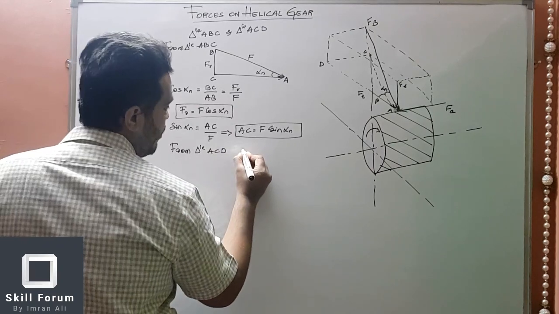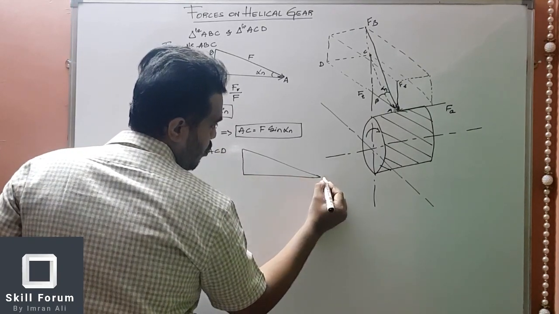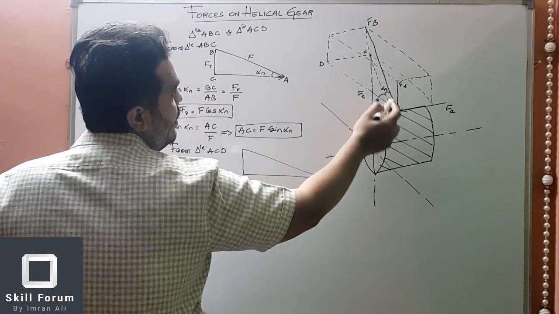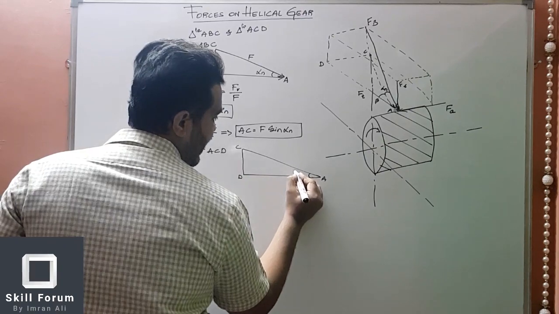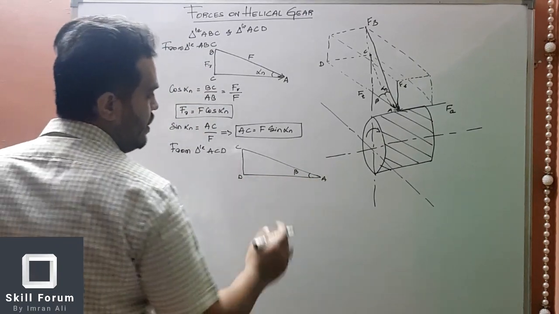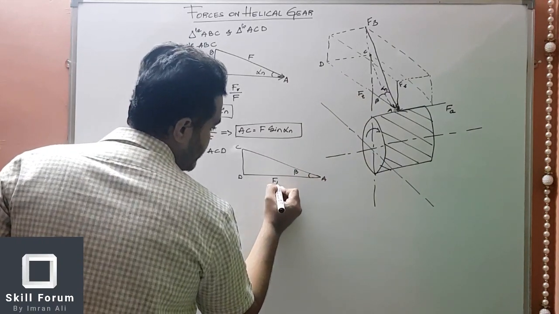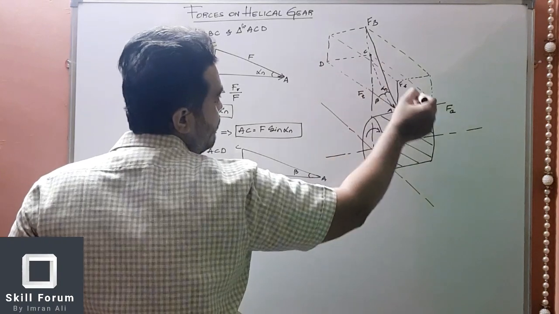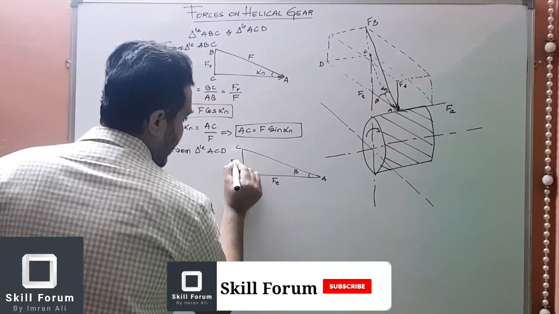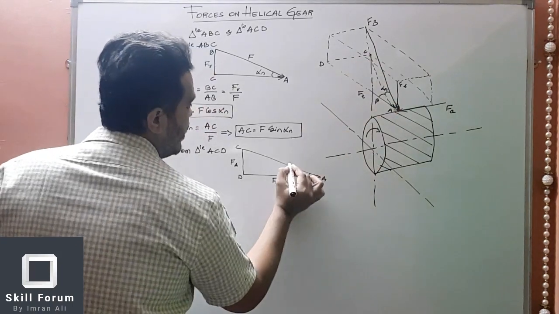ACD. We will draw one free body diagram. So this is the point A, point C, and point D. So this is the helix angle beta, right? So what is this AD? AD we have FT, right? That is tangential force. And what is CD? CD we have FA, right? FA. Then what is AC? That we need to determine.